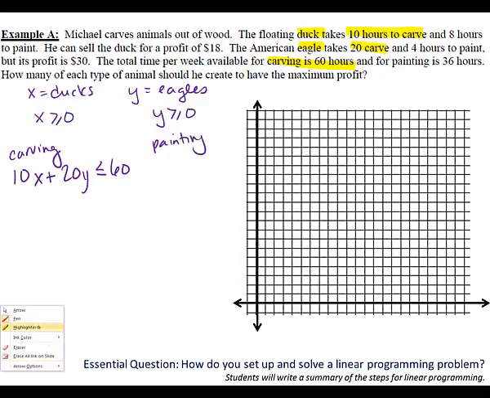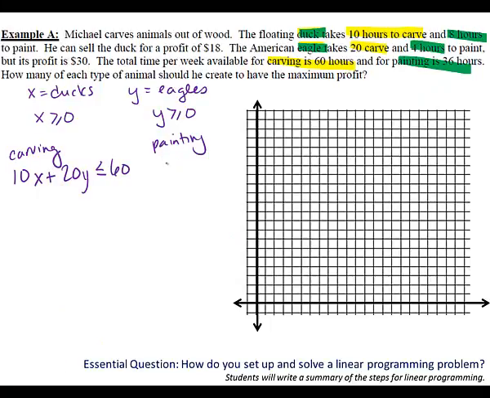Okay, I'm going to highlight with a different highlighter color now so that we can kind of see. All right, so it says that we have 8 hours to paint a duck. An eagle is 4 hours to paint, and we have a total of 36 hours. So we're going to write an equation based on that.